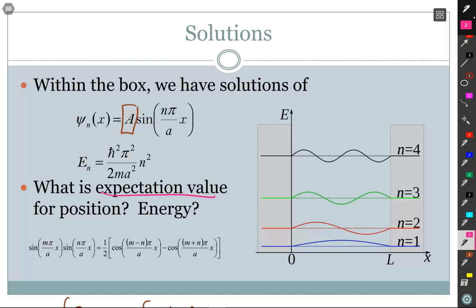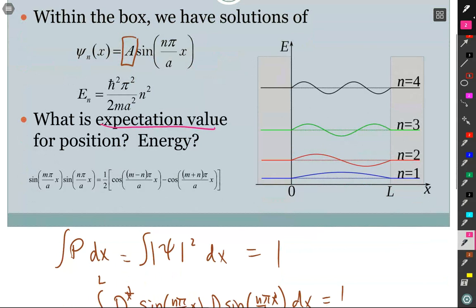The final thing is, I said that the probability is psi squared dx. So if I take those wave functions, the blue line for n equals 1, the red line for n equals 2, the green line for n equals 3, the black line for n equals 4, and I square them, then that tells me the probability of finding the particle at each location. And so I can take the lower one, the n equals 1, square that, and I'm just going to have something that goes like this.